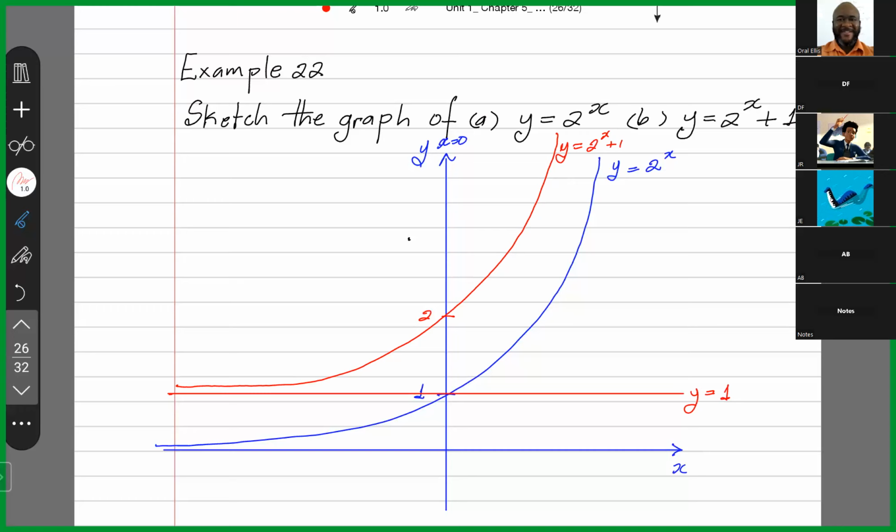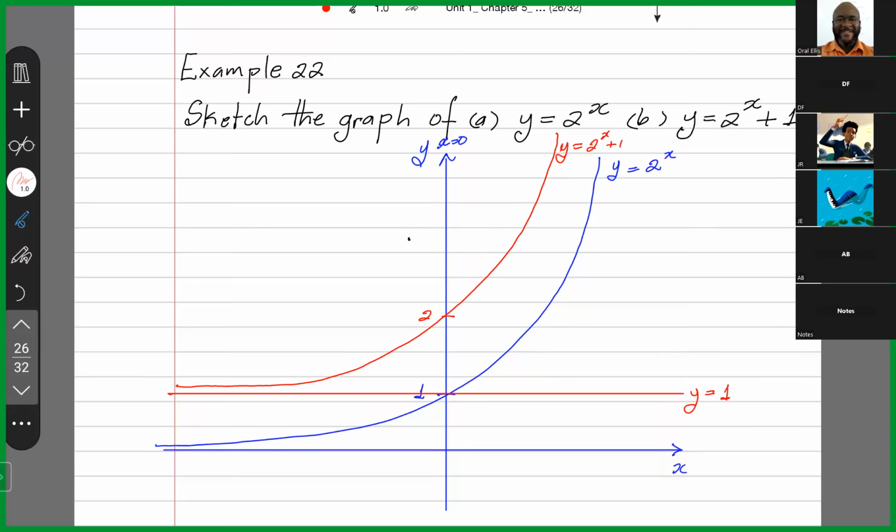So essentially, it is the same graph, except for the fact that for y is equal to 2 to the x, the horizontal asymptote is the x-axis. For y is equal to 2 to the x plus 1, all I've done is literally just push the graph up 1 unit.